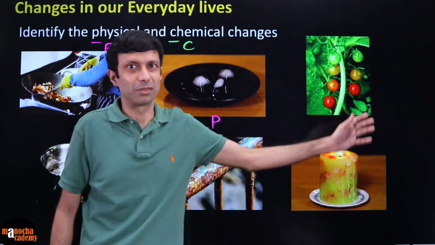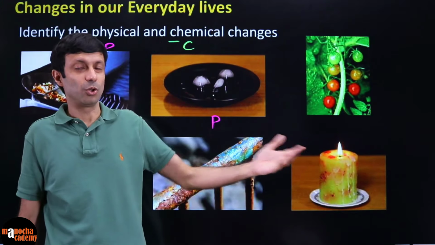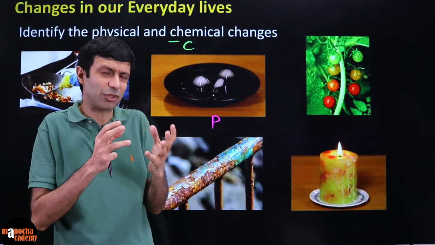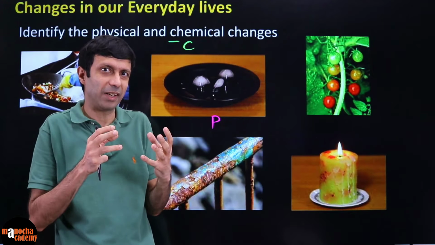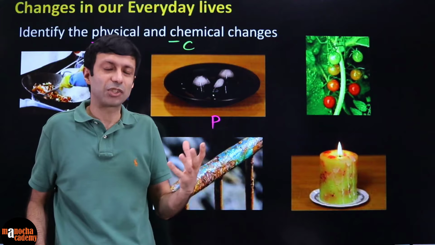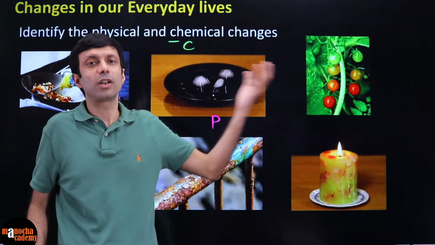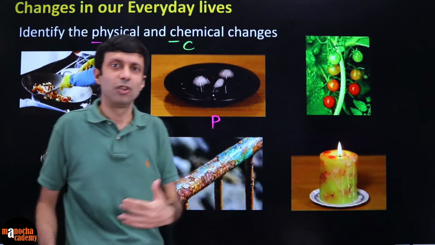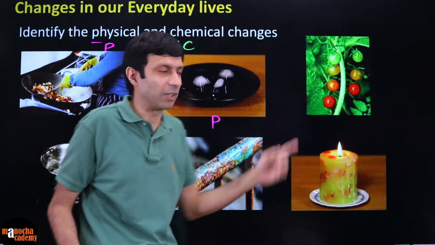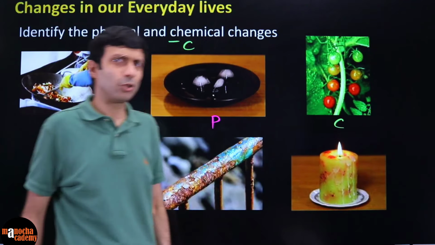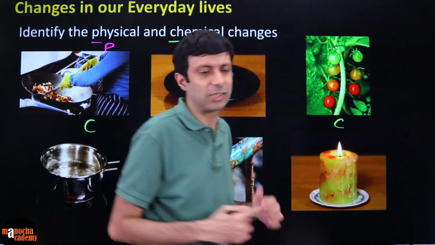Ripening of tomatoes or ripening of mangoes. So you can see that some chemical reaction is happening, something new is happening, right? So in chemical change, a chemical reaction is involved and you cannot get back, you cannot reverse it. So definitely this is a chemical change. So apply your science knowledge, right? Apply your science logic here.